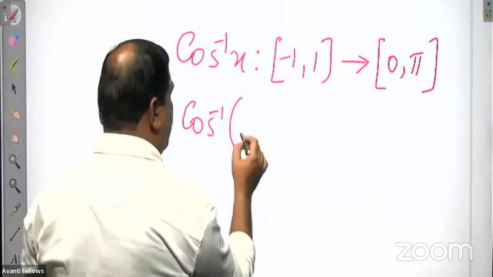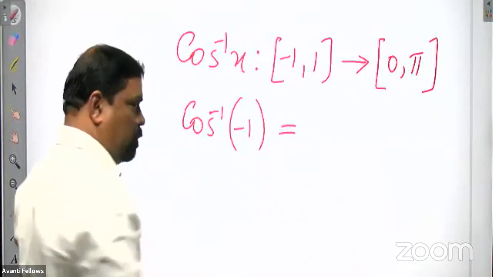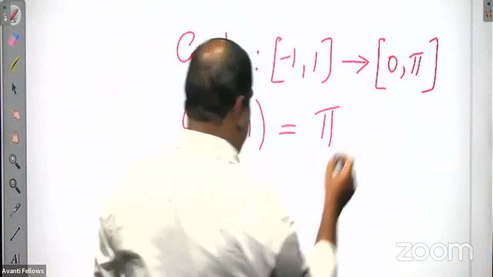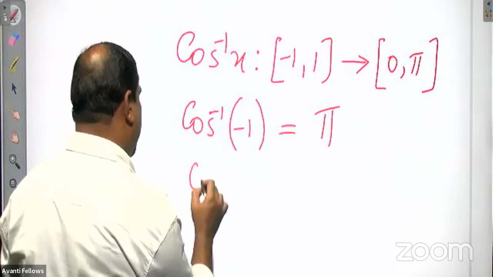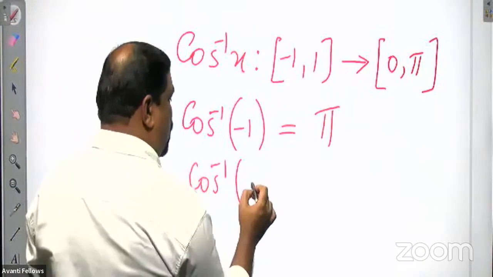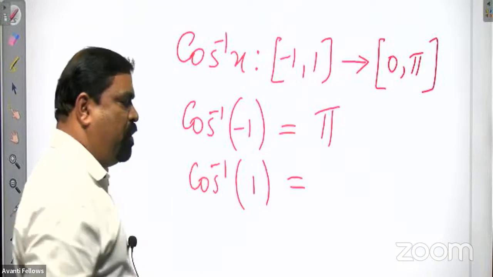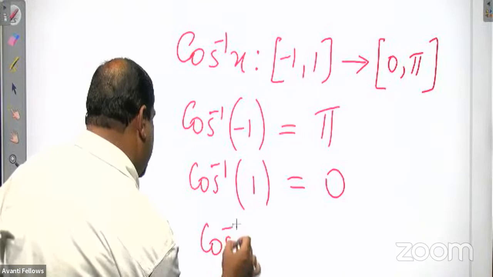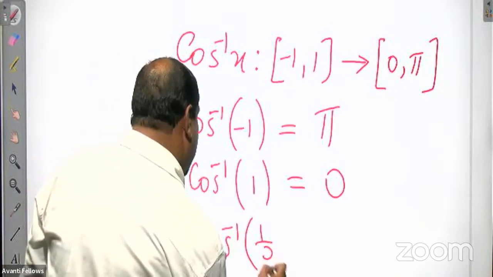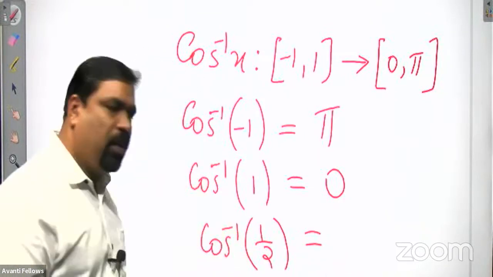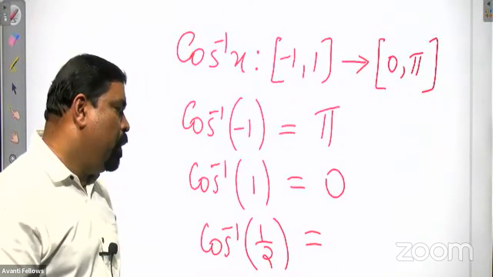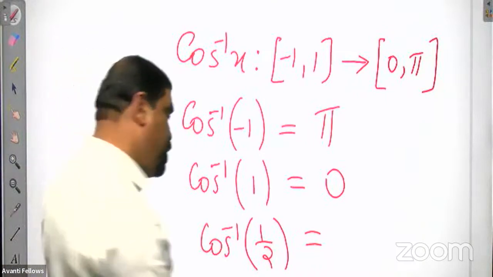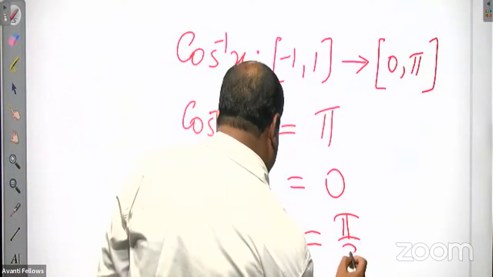For example, what is the value of cos inverse minus 1? When cos is minus 1, everybody knows that is pi. So cos pi is minus 1, so cos inverse minus 1 is pi. What is cos inverse of 1? That is 0 because cos 0 is 1. Okay. What is cos inverse of 1 by 2? For what value does cos x become 1 by 2? Cos 60, pi by 3, no? Pi by 3, like that.